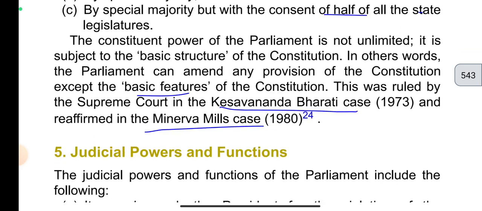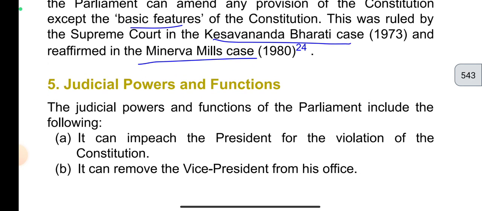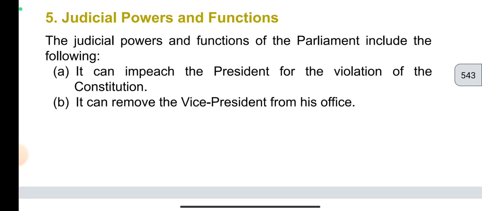We have already seen this before. The constituent power of the Parliament is not unlimited. It is subject to the basic structure of the Constitution. In other words, the Parliament can amend any provision of the Constitution except the basic features of the Constitution. This was ruled by the Supreme Court in the case. If you are able to link these things, it will be easier for you.